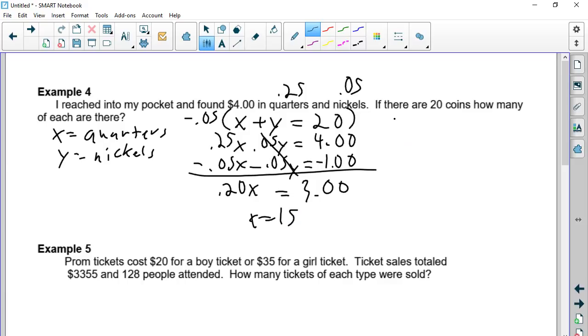So I go back to my original equation. I'm going to just fix that. I started to draw x. I don't know why. 15 plus y equals 20. So y is 5. Back to my original setup. X is quarters. So I had 15 quarters and 5 nickels.